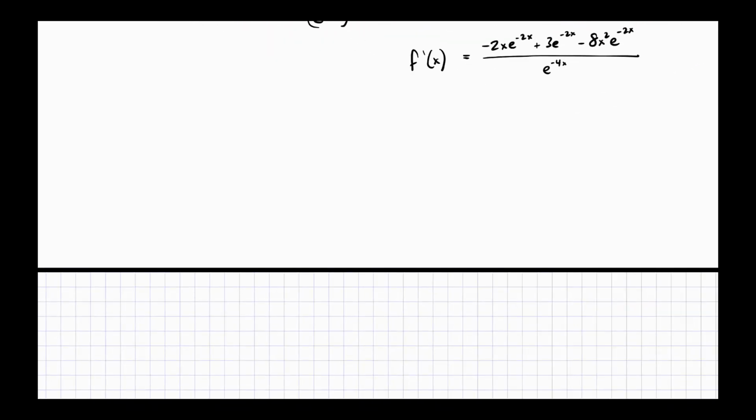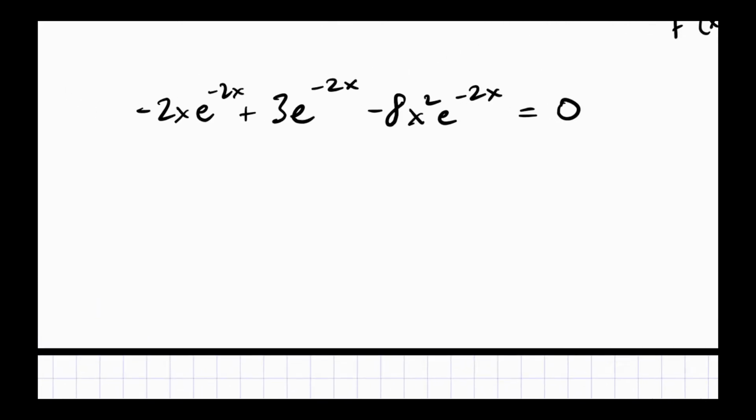So the top, negative 2x e to the negative x plus 3 e to the negative 2x and then minus 8x squared e to the negative 2x equals 0. Okay, so that's the top. That's the numerator.